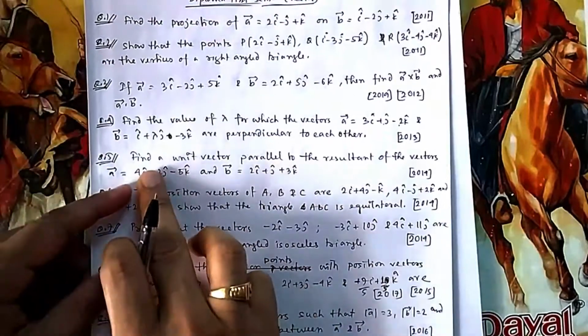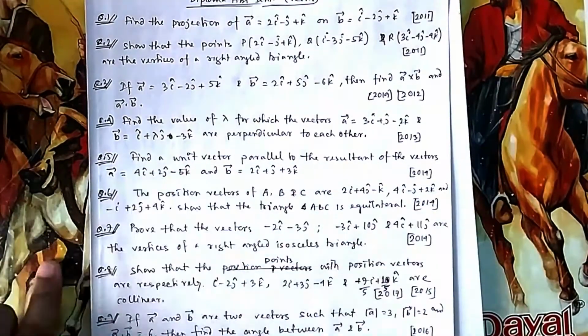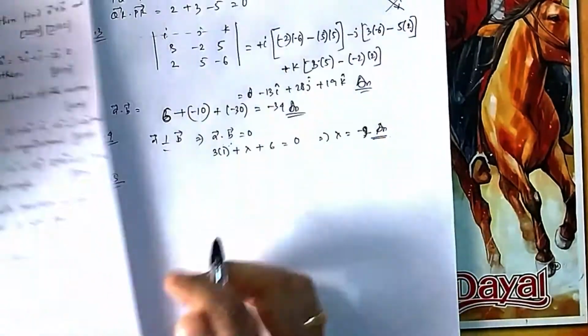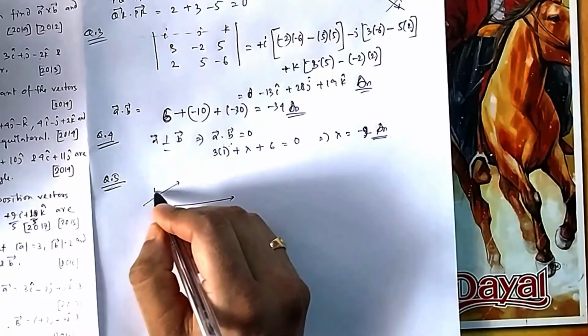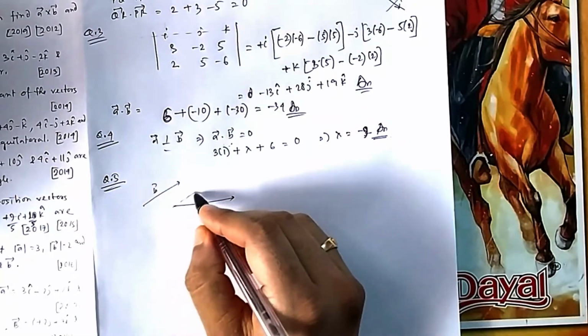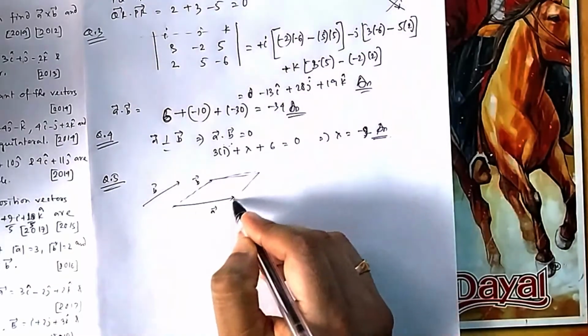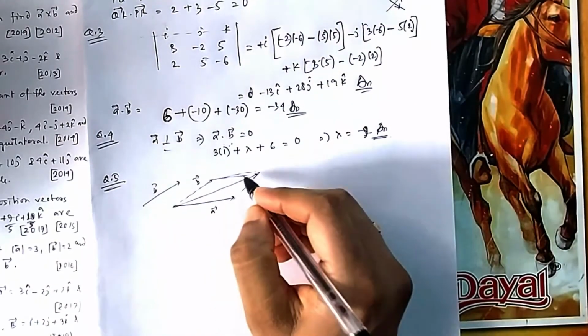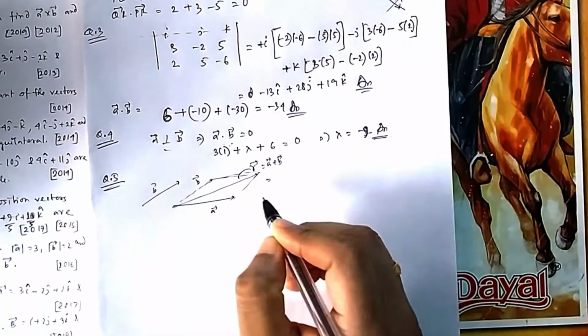Now if you come to question number 5, find the unit vector parallel to the resultant of these two vectors. Now how to find the resultant? I told you, if you have a vector and b vector, suppose this is a vector and this is another vector b, you bring the vectors together. Because vector shifting is possible, I bring this vector together. So the resultant is this one. This is your resultant vector r, which is nothing but a plus b. So the resultant is always a plus b.